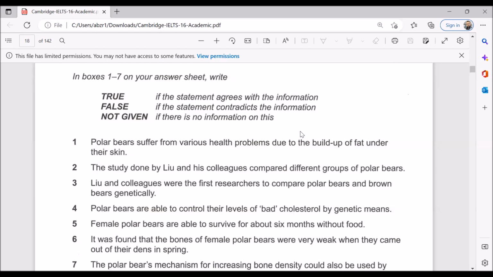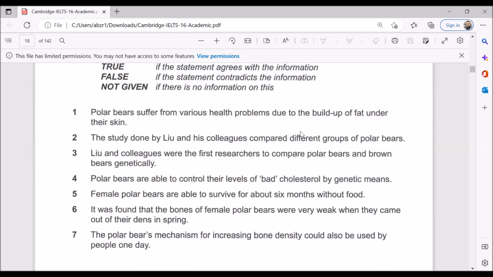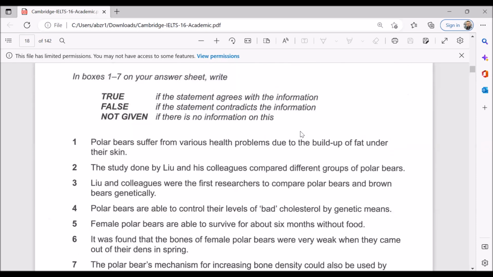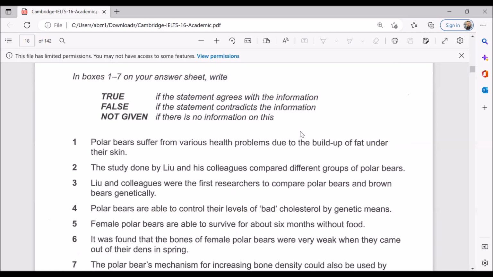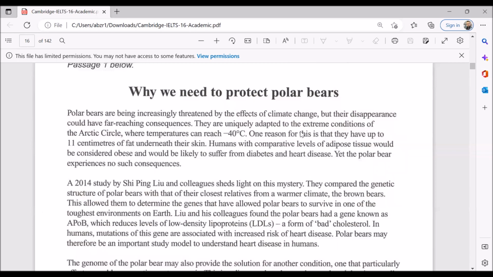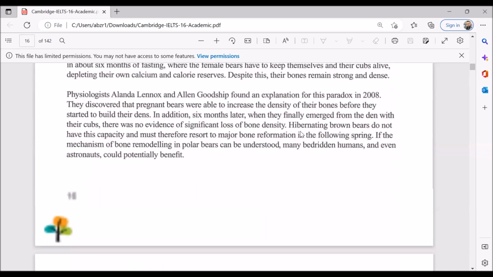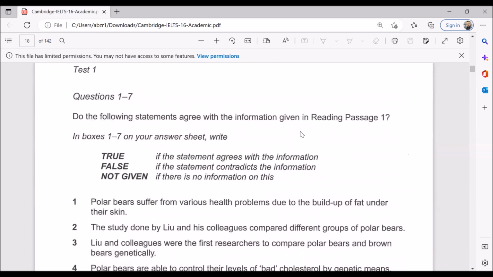And what skills are they expecting from you when it comes to true, false, and not given questions? In these questions, they want to know: are you really able to identify the information? As you can see, there are 7 factual statements given here. Can you identify this type of information, given here on the screen, from the passage given above? What is the technique to solve that? They want to assess you on the basis of your ability to match these statements by identifying information from the paragraph. That's what they want to see.